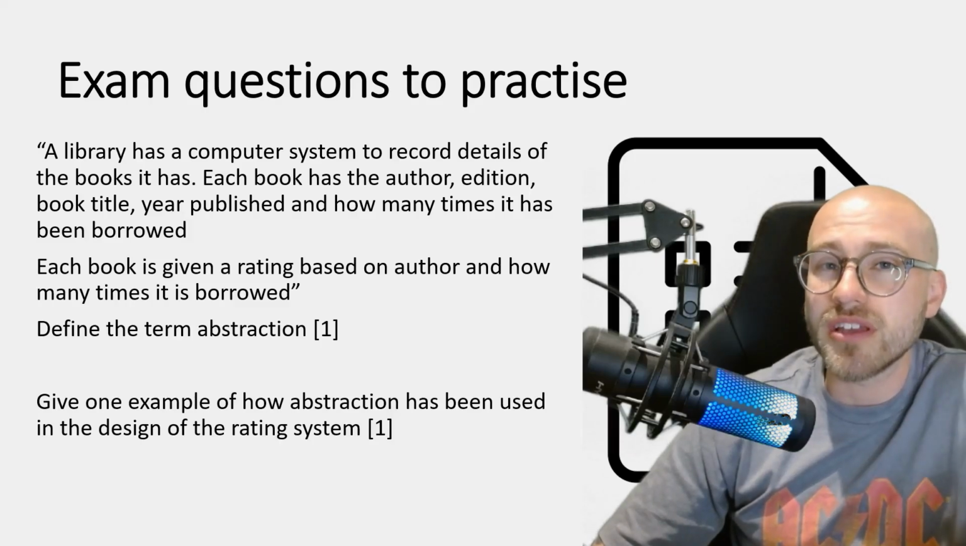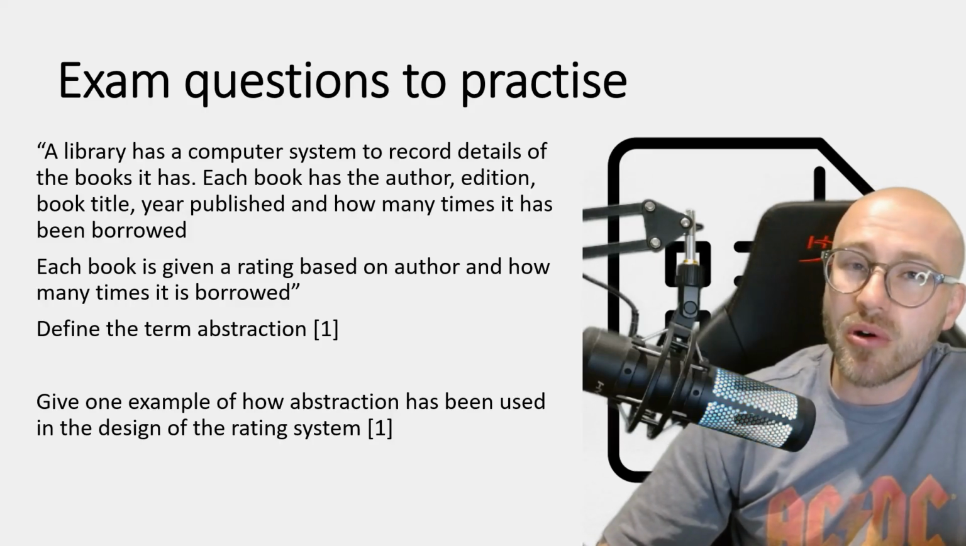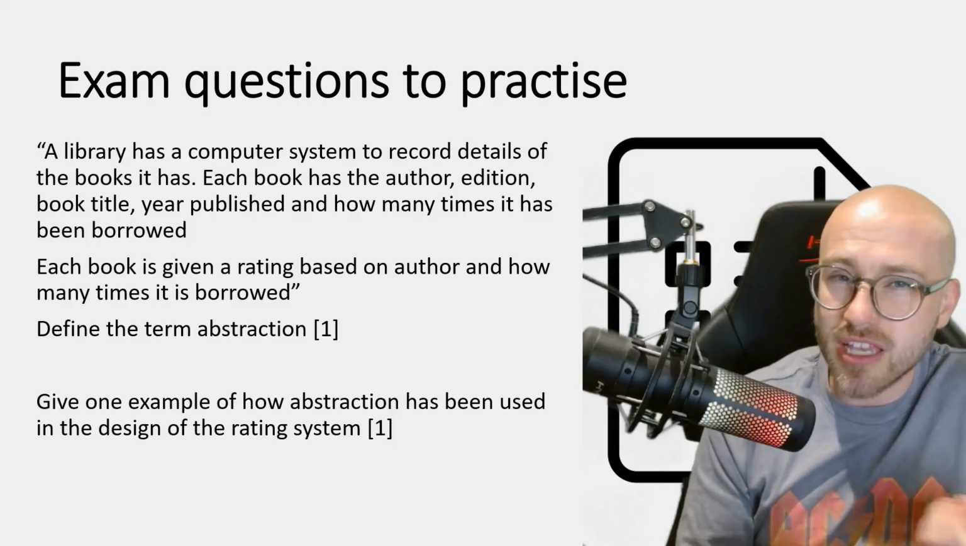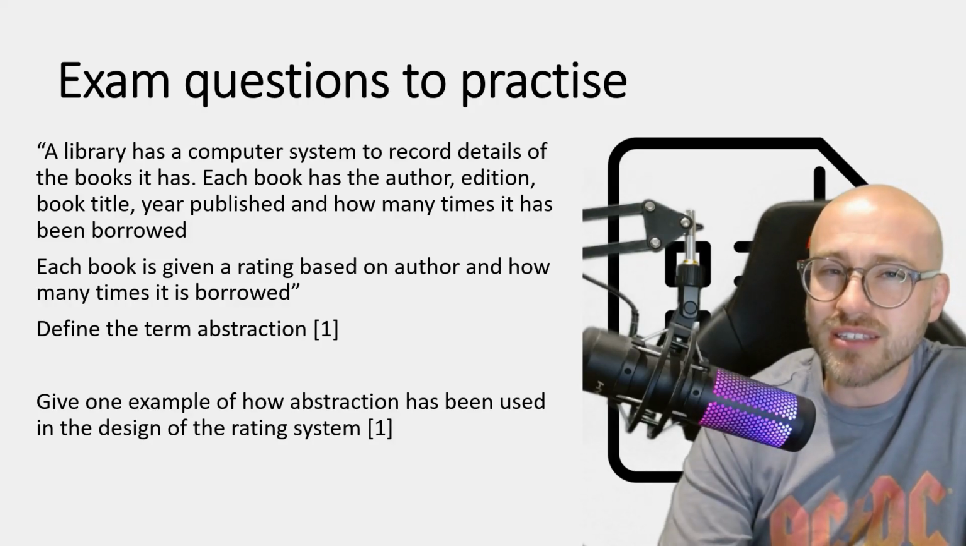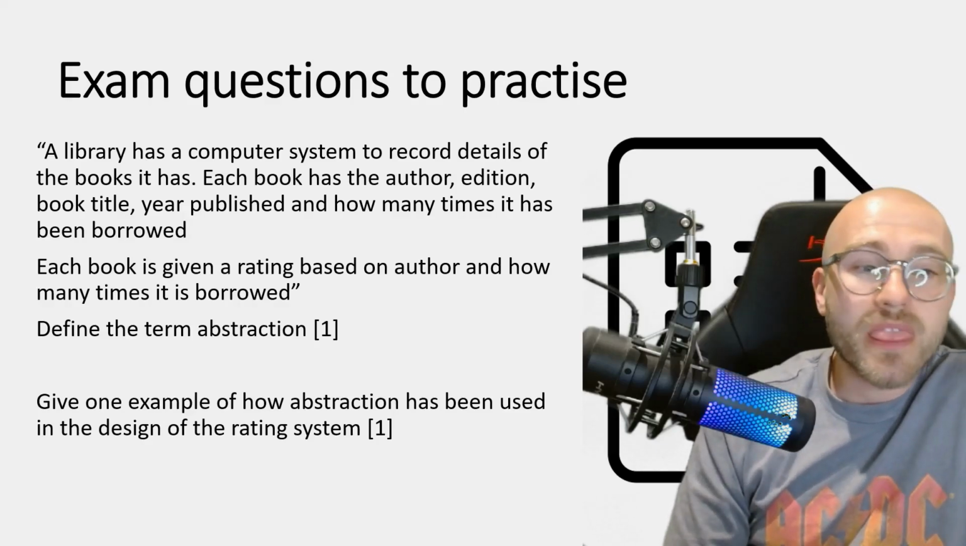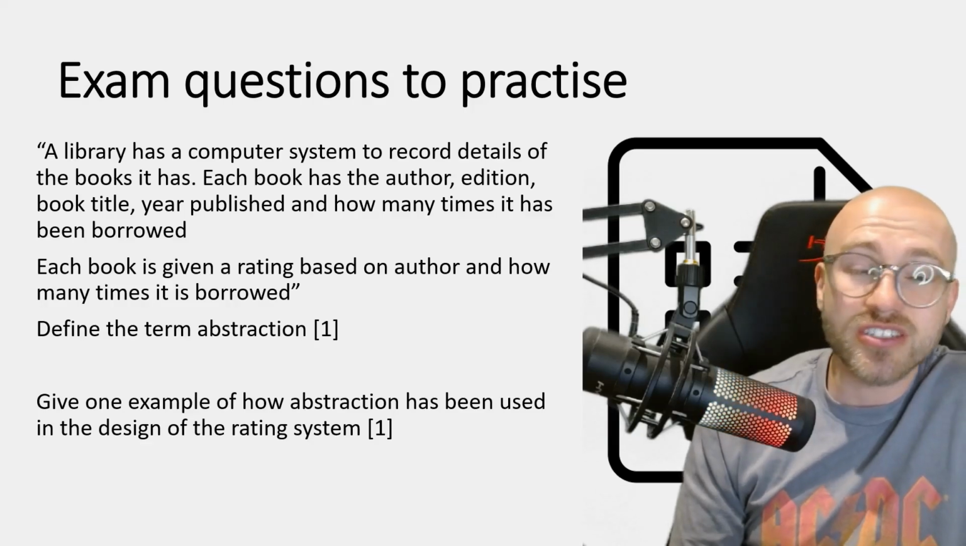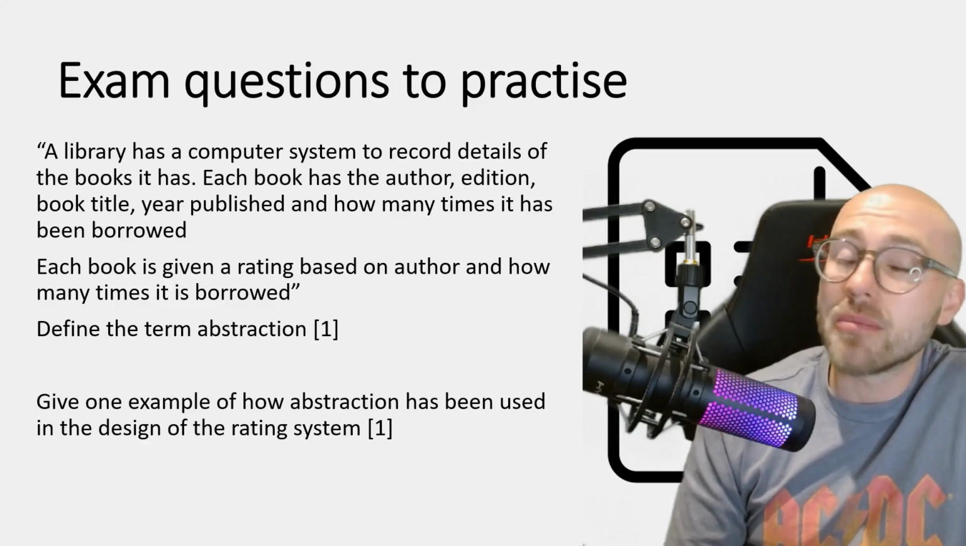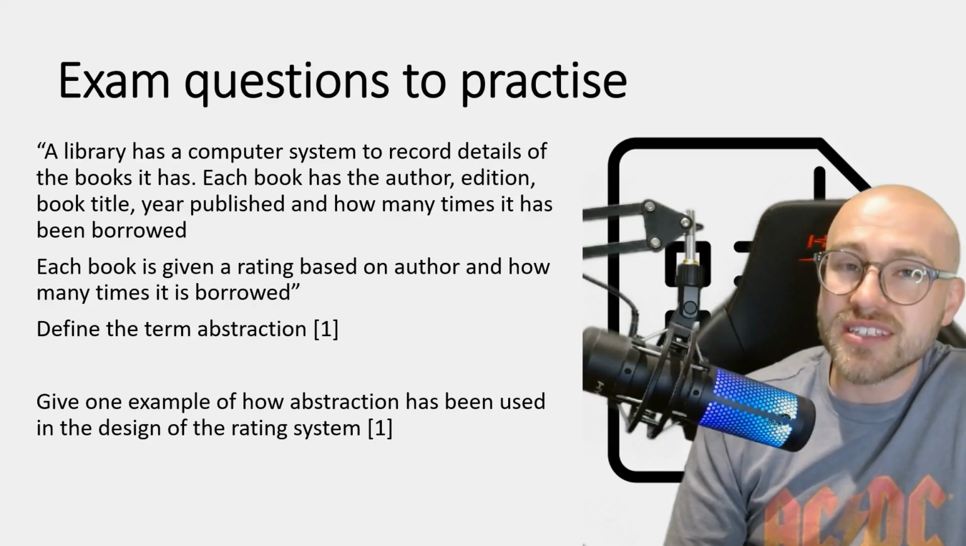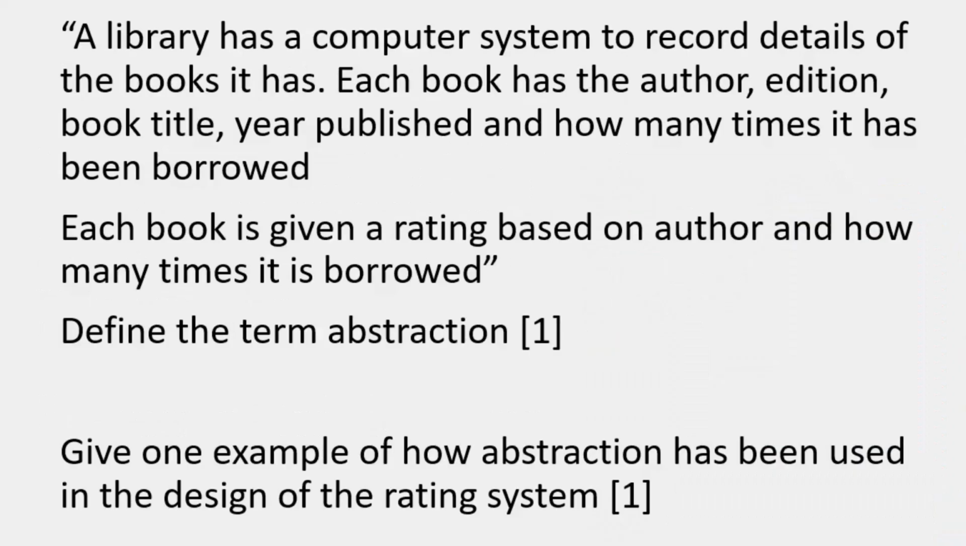So I know there's a lot of information to take in here, but you might want to pause, you might want to have a look and maybe think about what's going to be relevant for these answers. So question 1, define the term abstraction, just a simple definition. And then question 2, give one example of how abstraction is being used in the design of the rating system.